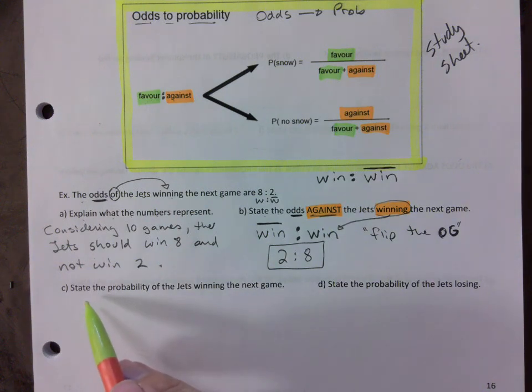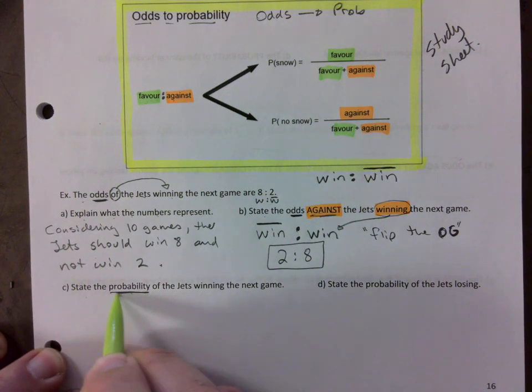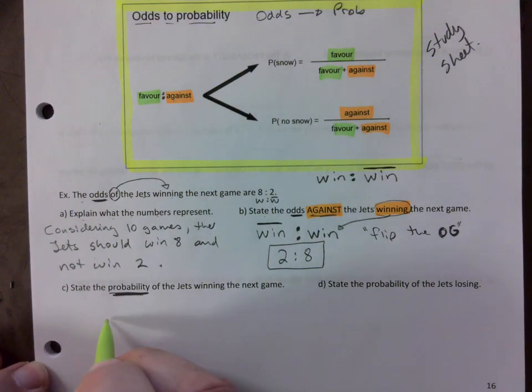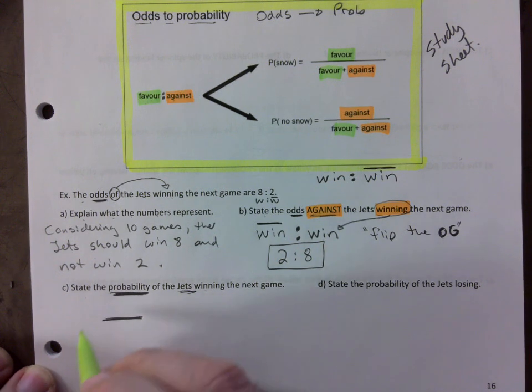C. I'm almost done. I'm just doing this page and then you're on your own. State the probability. What's that? The probability. So we're not going to have the colon, right? We're going to have a fraction. State the probability of the Jets winning the next game. So we want the probability of winning.